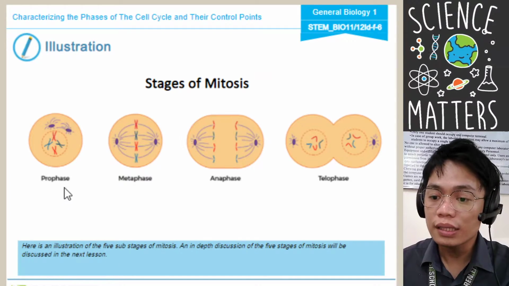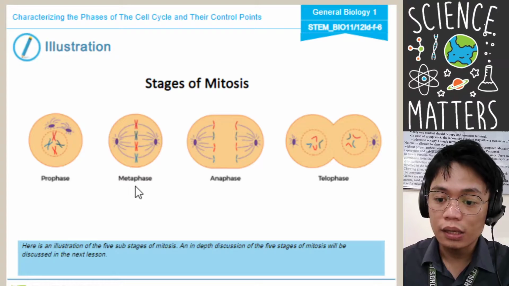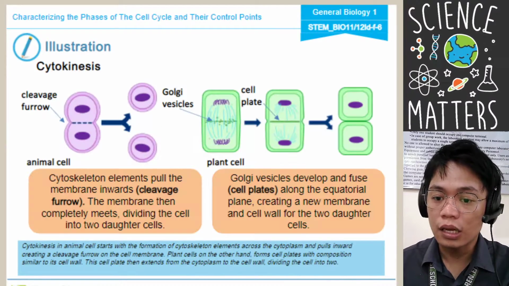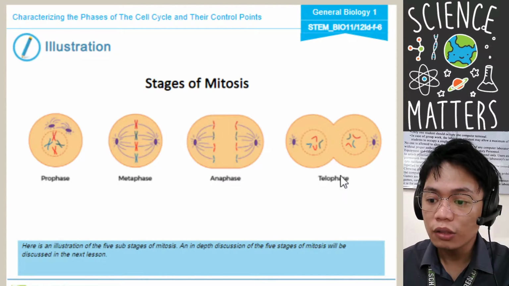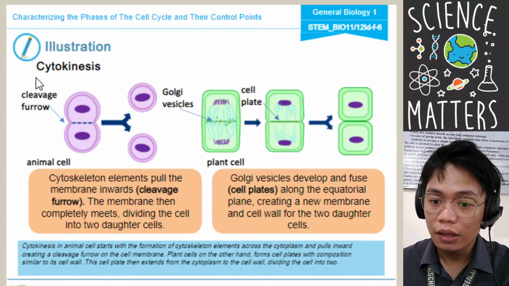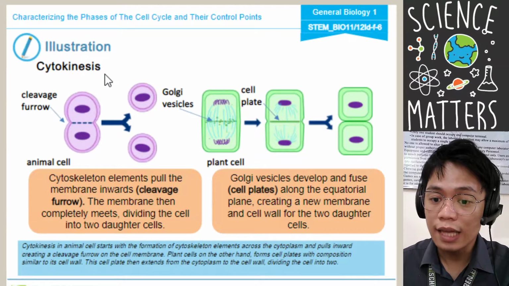Now, these are the stages of mitosis. We have the prophase, metaphase, anaphase, and telophase. After telophase, then cytokinesis happens.